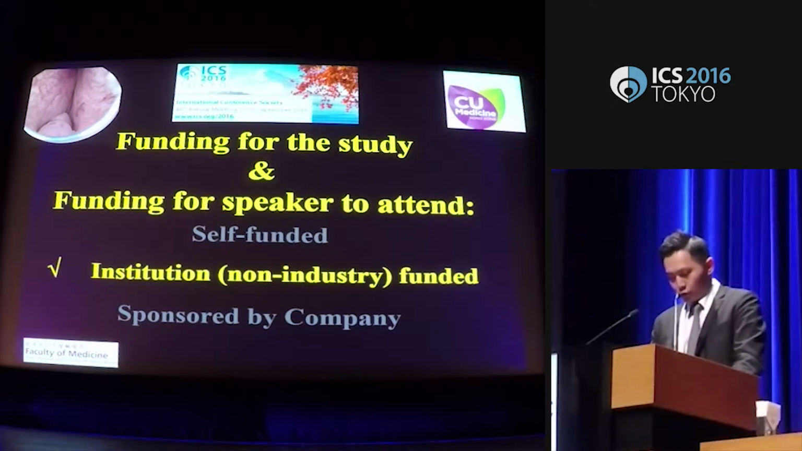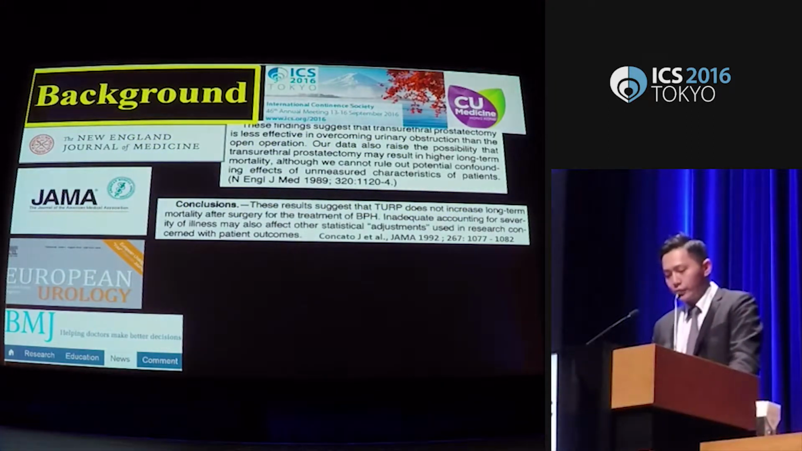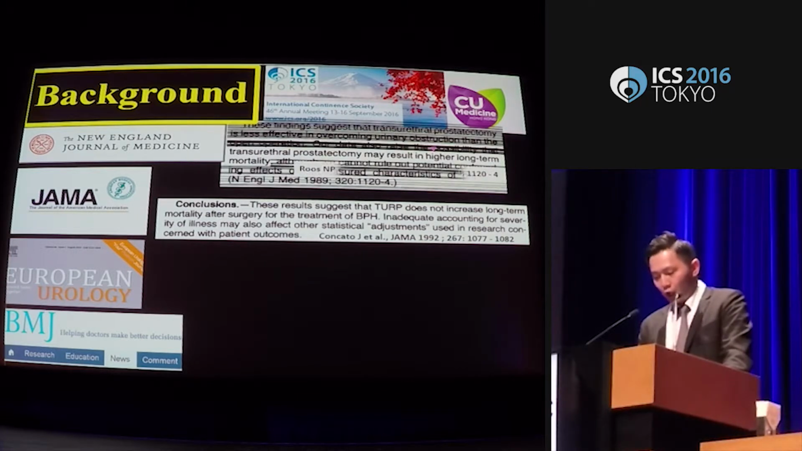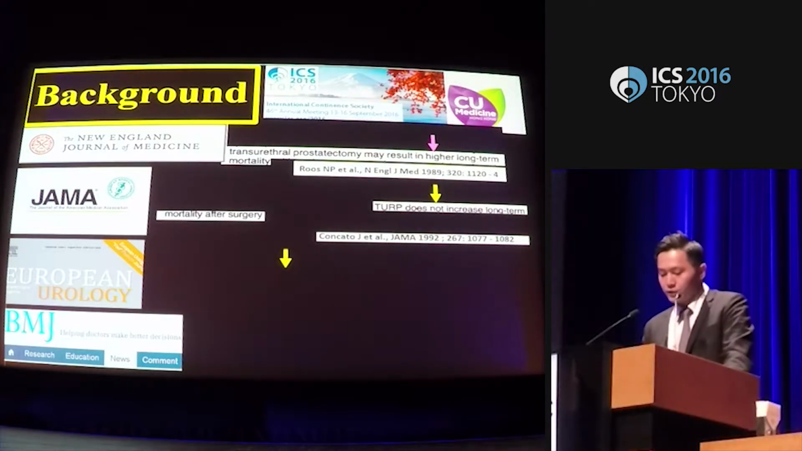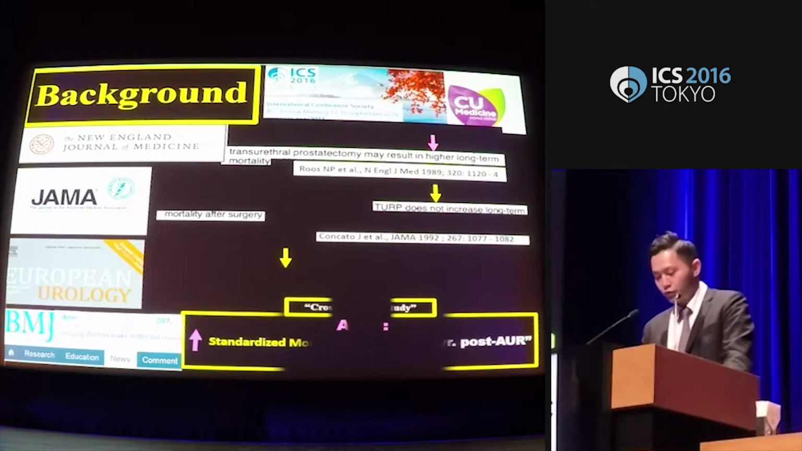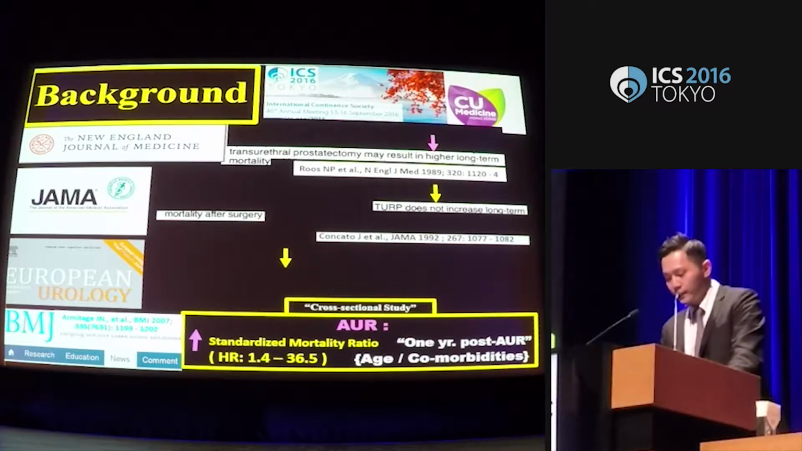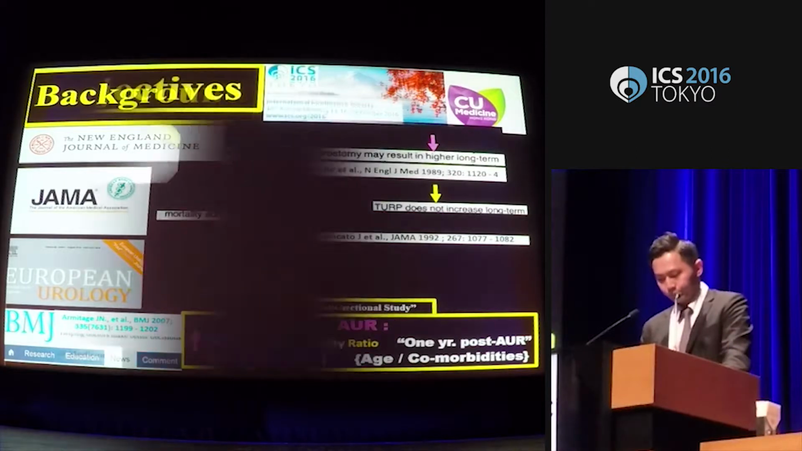So just some disclosure. There are a number of studies investigating the association between TURP, LUTS, and also acute urinary retention. Some papers did show that TURP is associated with high mortality. Some papers show the contrary. While the latest study in the BMJ showed that acute retention of urine actually increased the standardized mortality ratio after adjusting for age and comorbidities.